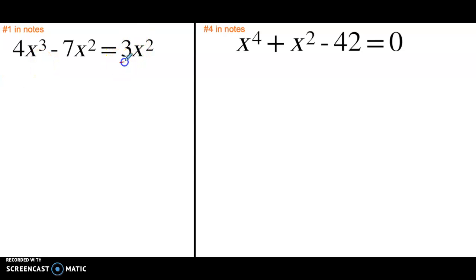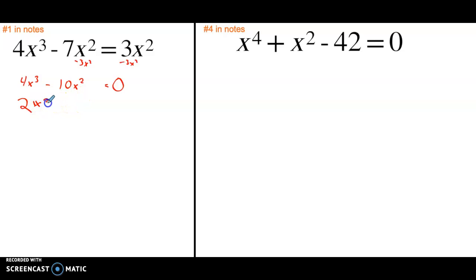We need to set it equal to 0. So I'm going to subtract 3x squared from both sides. That gets us set equal to 0. That's what we want. Combine some like terms. We got 4x cubed minus 10x squared. Once you have it set equal to 0, do some factoring. Looking at the 4 and the negative 10, we can factor out a 2. With the x's, we can factor out an x squared.